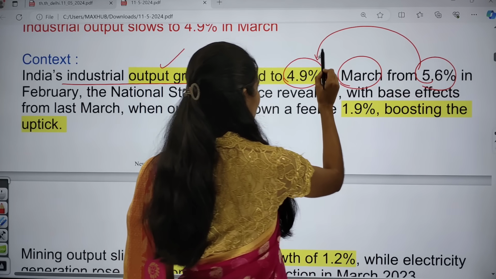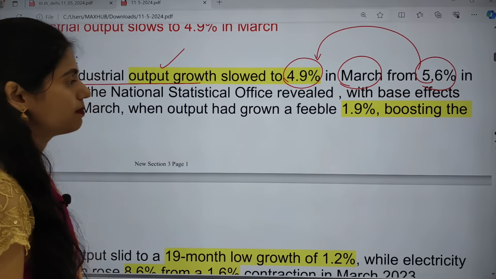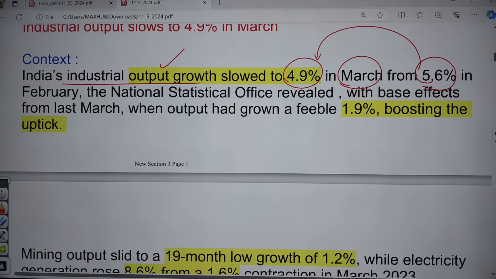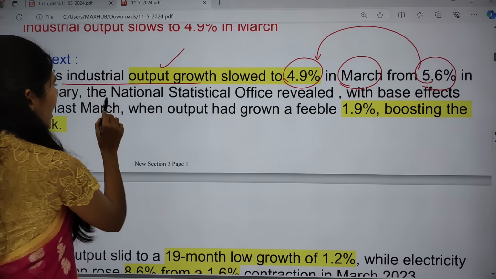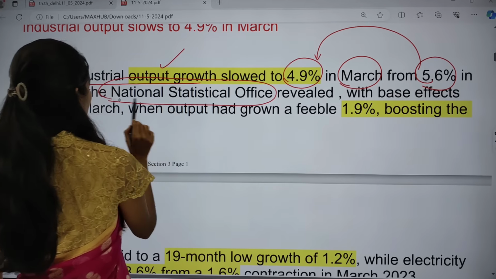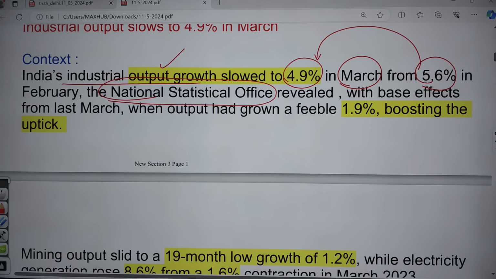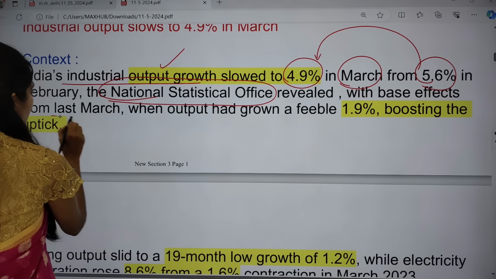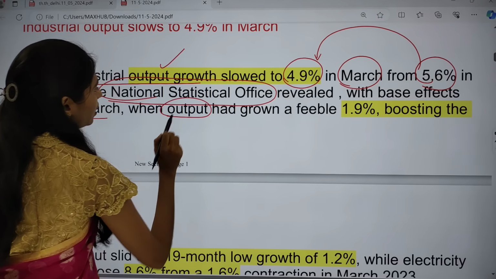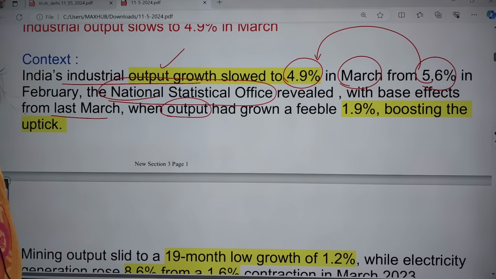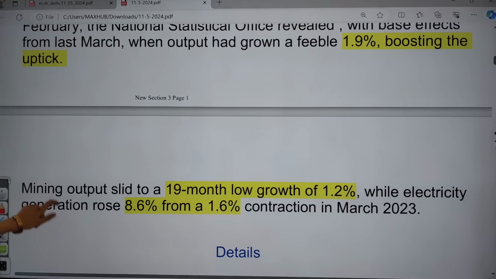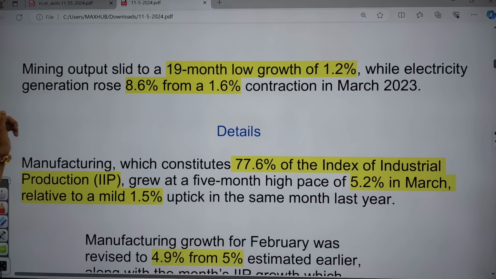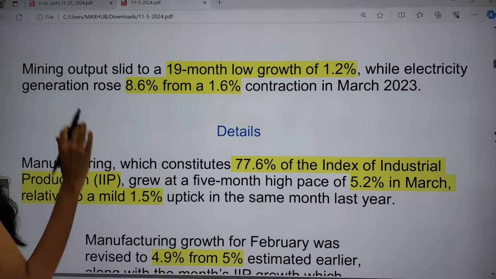So from 5.6 it decreased to 4.9% in the month of March. This is mainly what was said by the National Statistical Office. The National Statistical Office revealed that with base effects from last March, when output had grown a feeble 1.9%, boosting the uptick.